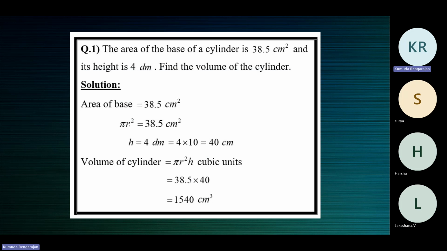So you can see here, area of the base, that means pi r square, is given. Height is 4 decimeter, 4 into 10, 40 centimeter. So the volume of the cylinder is pi r square h. Pi r square is 38.5, h is 40. And the product is 1540 centimeter cube, which is the volume.